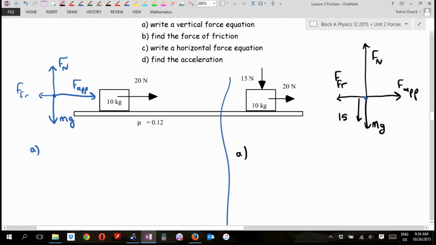It says write a vertical force equation. What are the forces down in the left-hand diagram? mg. What are the forces up? Since we know everything's balanced, I think I can say this, Lewis. Stay green, stay blue, Mr. Duke. Everything down equals everything up. What about on the right-hand side? So on the left-hand side, the normal force equals mg, gravity. What about on the right-hand side? What does the normal force equal? mg plus 15.